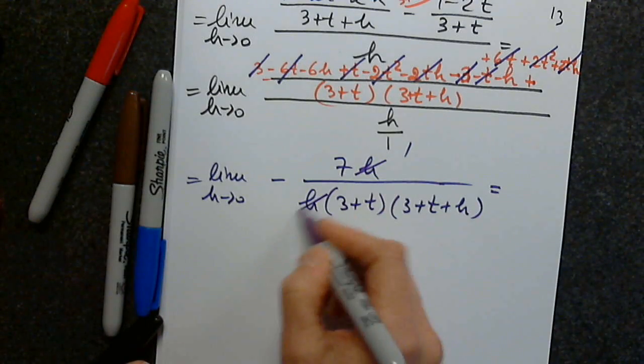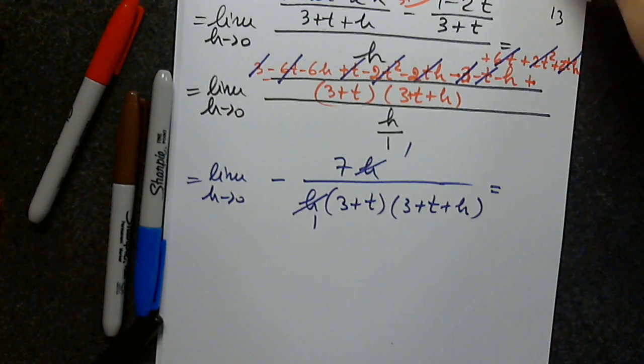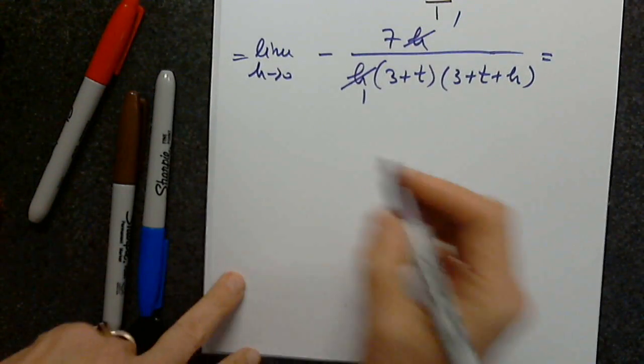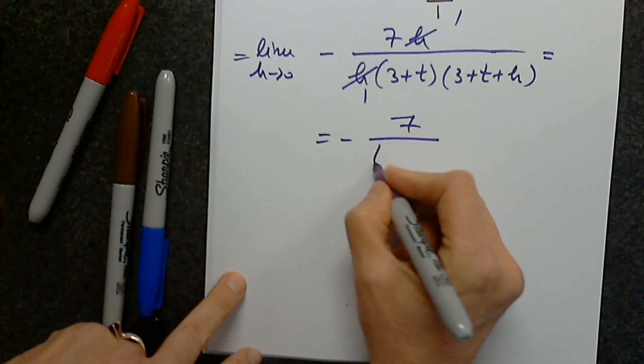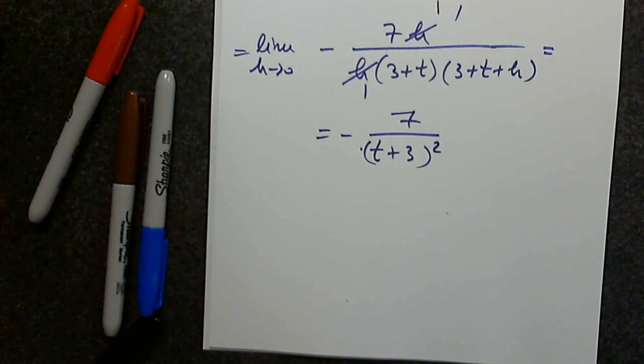I simplify. Now, only now, I drop the limit operator. The limit from the top is negative 7. This I cannot touch because it's 3 plus t, not h. And this, h goes away. So negative 7 at the top and the bottom everything squared. Negative 7 over t plus 3. Forgive me, I meant to write 3 plus t, but it doesn't matter.